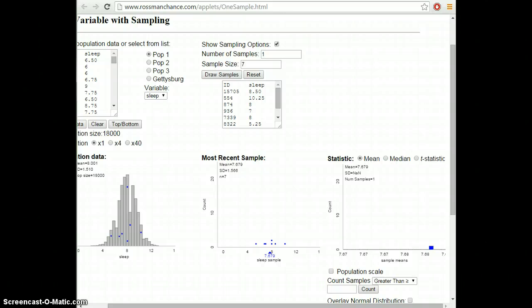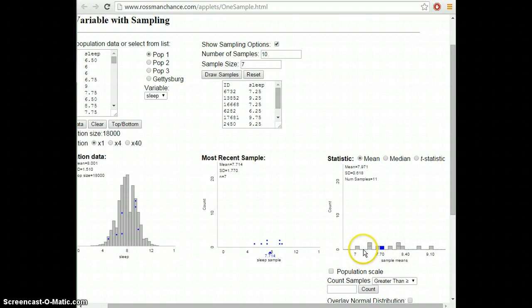Okay, now we're going to change the number of samples to 10 and click on Draw Samples. So what we have here is the most recent sample. This is still just a single sample of 7 students, and again, we can see where they came from. We did get one out here towards the edges, but still mostly in the middle. Notice this sample mean was a bit lower than the other one we had.